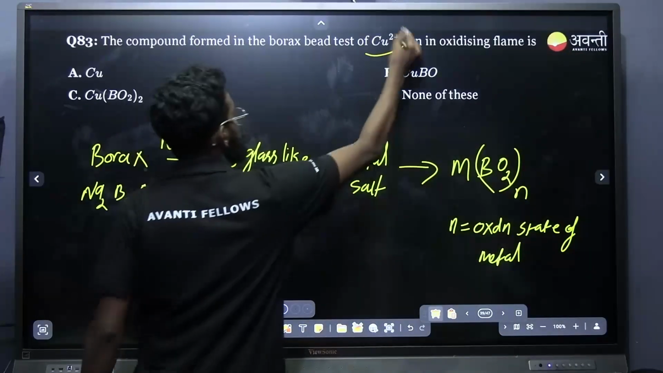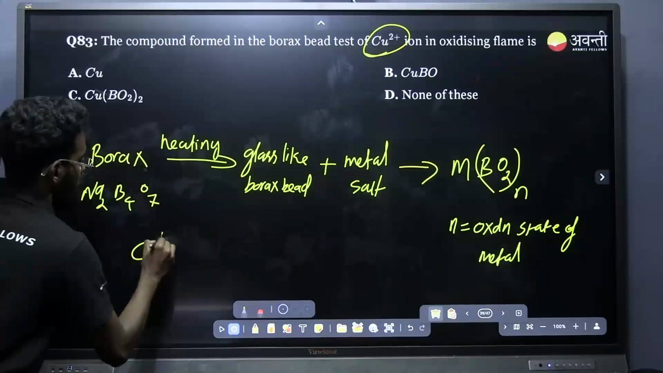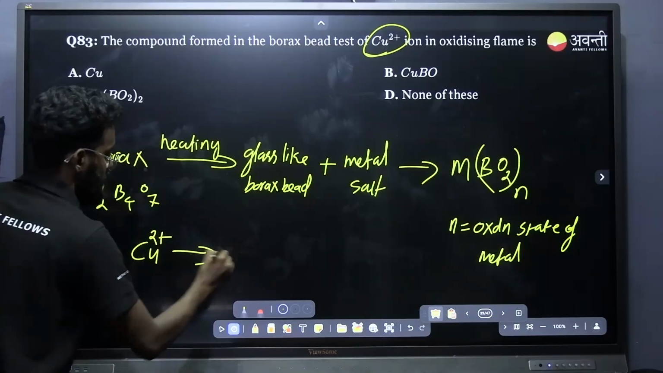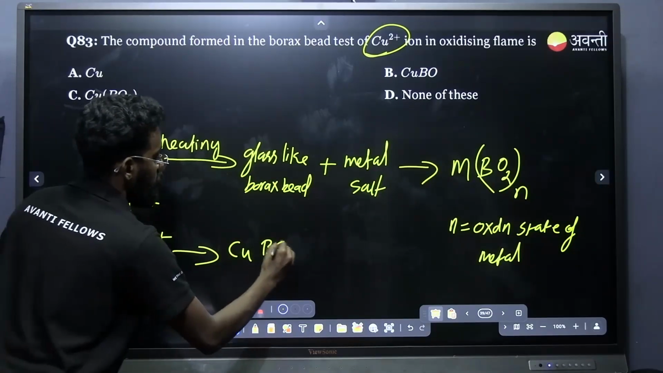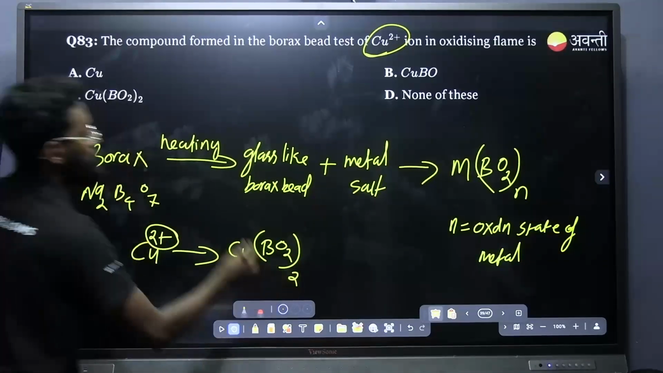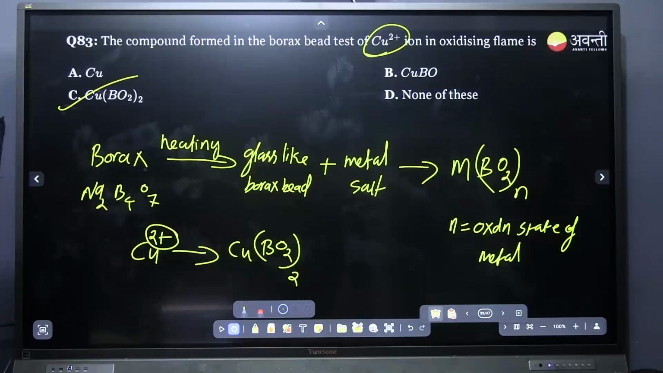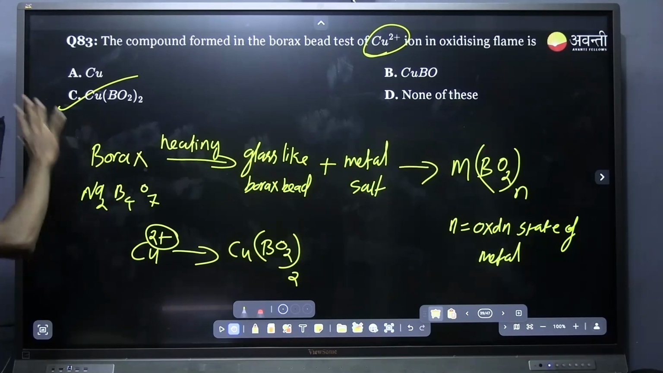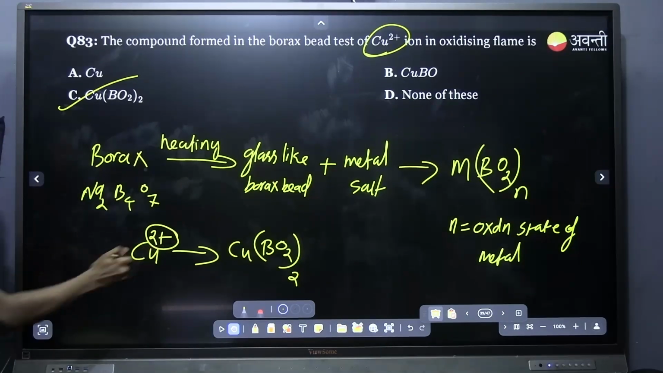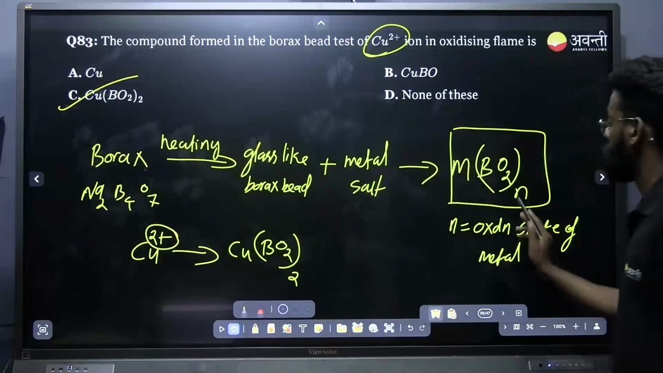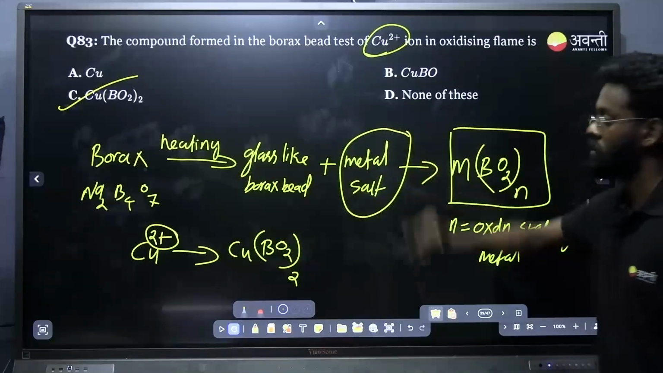Now I can take this ion, that is the Cu2+ ion. What compound will it give? What is the metal? The metal is Cu, so Cu(BO2)n. And what is the value of n? n is the oxidation state of this metal, that is 2. So the answer is Cu(BO2)2. Okay, this is the borax bead test. I have seen this in many of the mock tests. So take a screenshot. Using this you can solve most of the things, that is M(BO2)n, and n will be the oxidation state of the metal we are taking here.